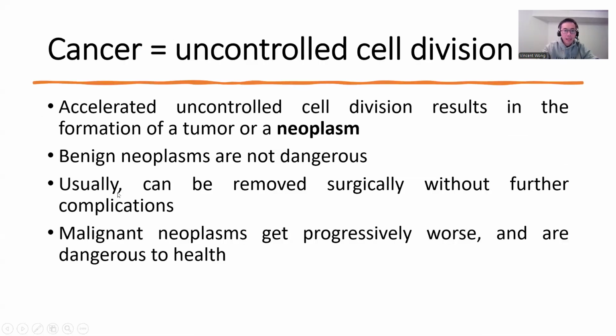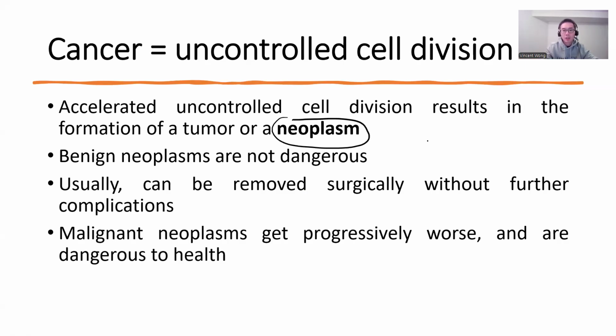All right. So what happens when the cell divides in an uncontrolled manner? Well, that will create a tumor, or another name for tumor is neoplasm. Neoplasm. Okay. So a neoplasm or tumor is not necessarily cancerous, right?